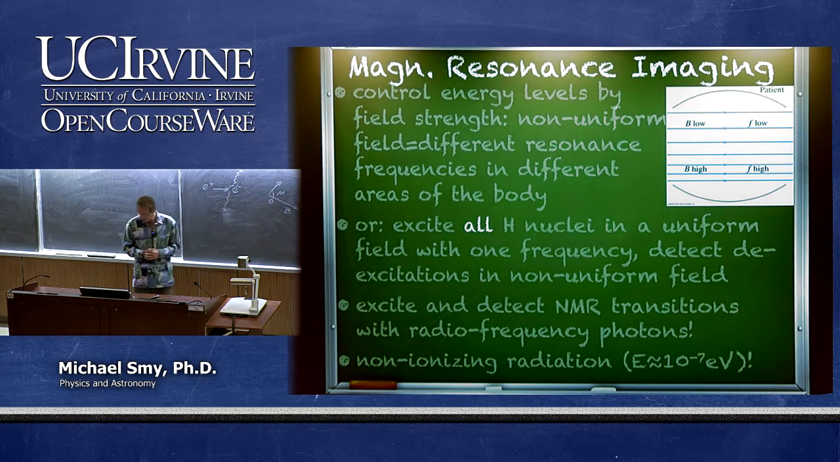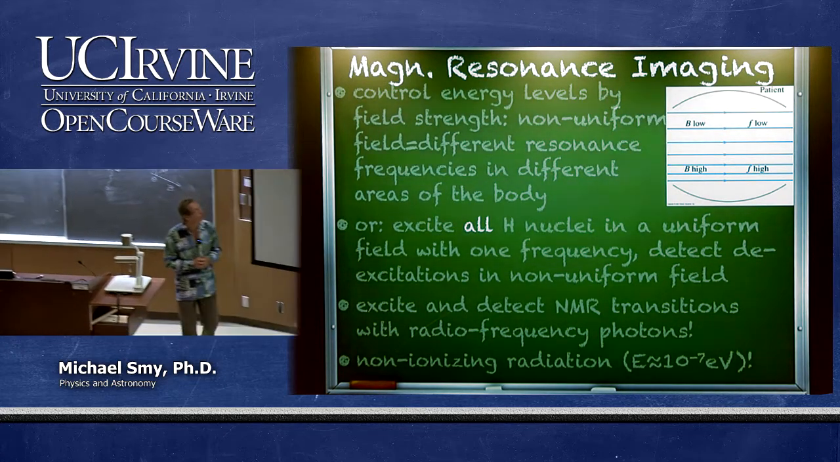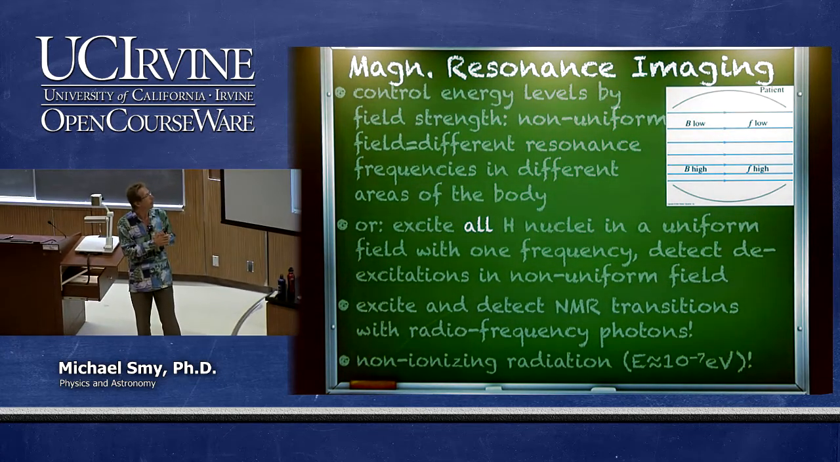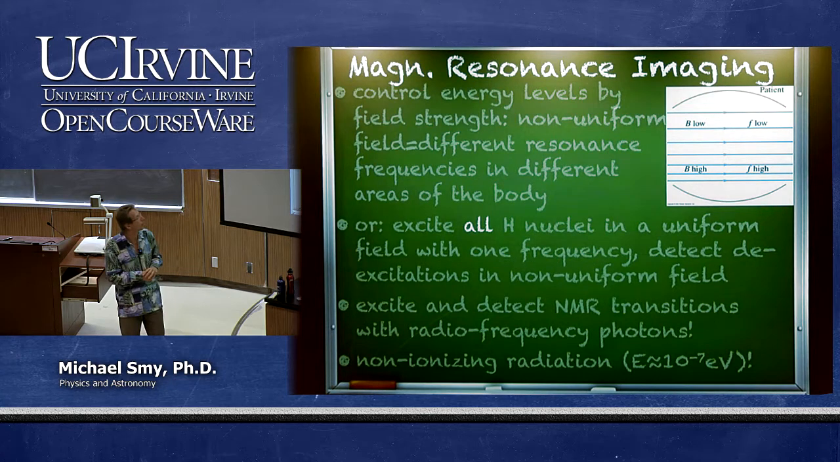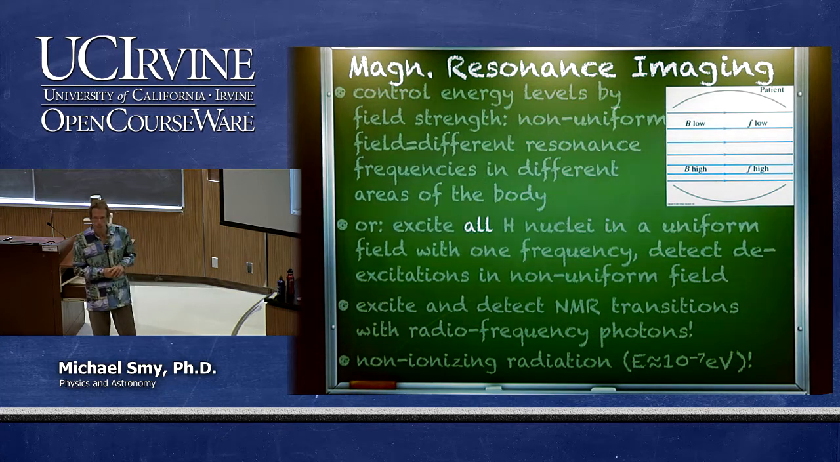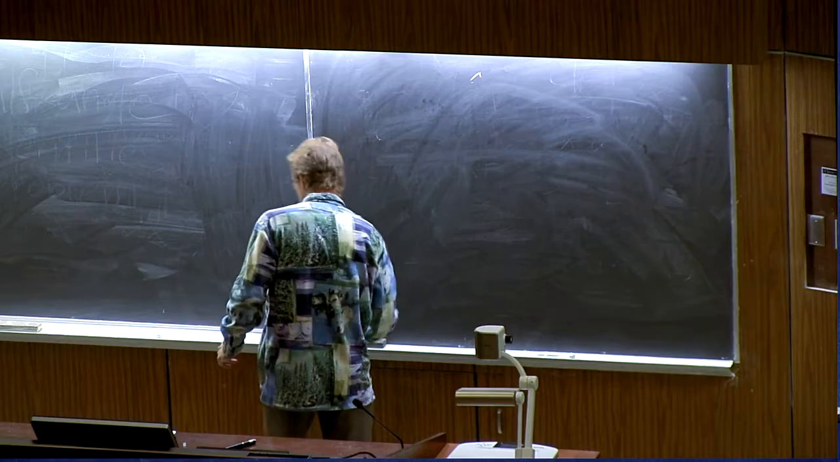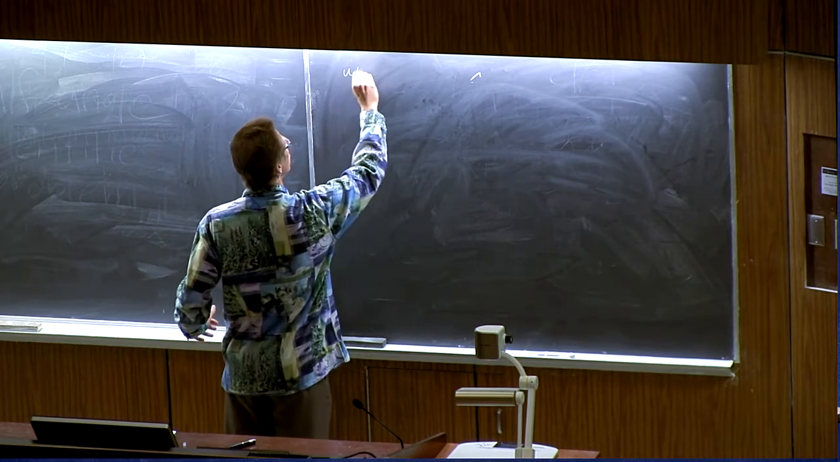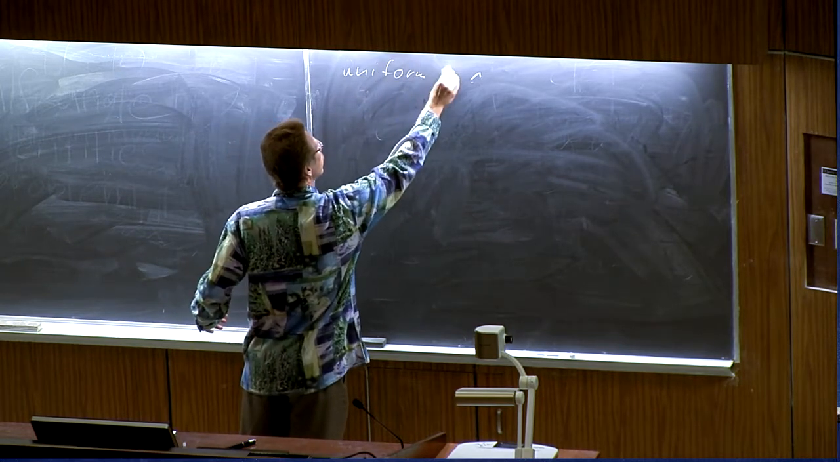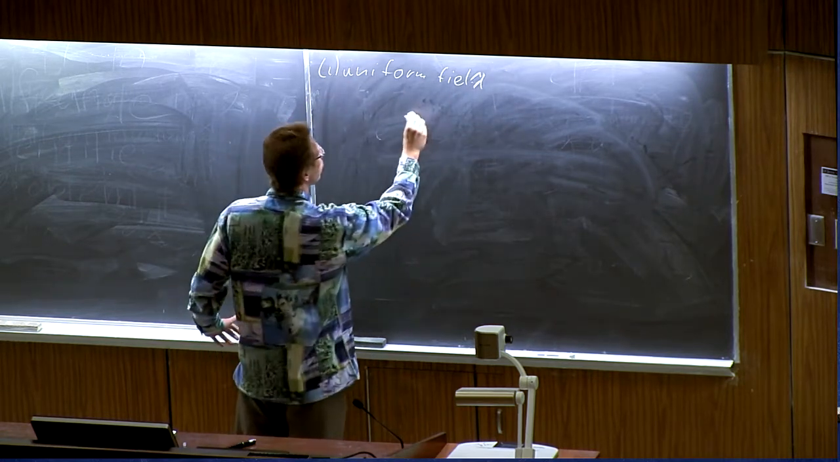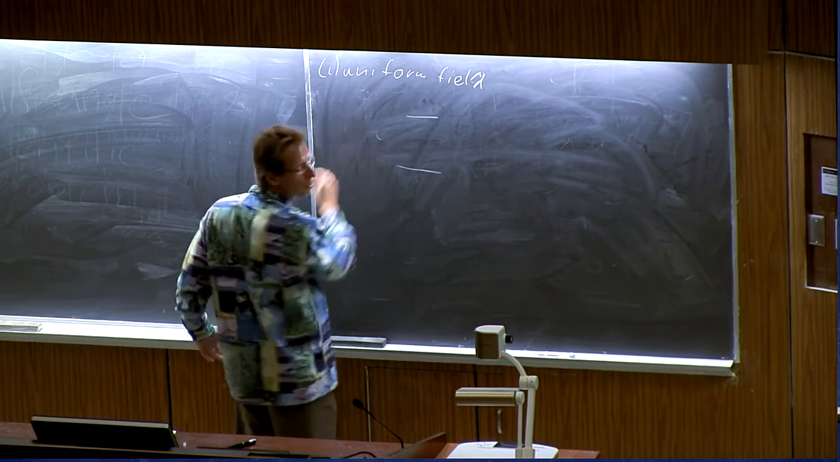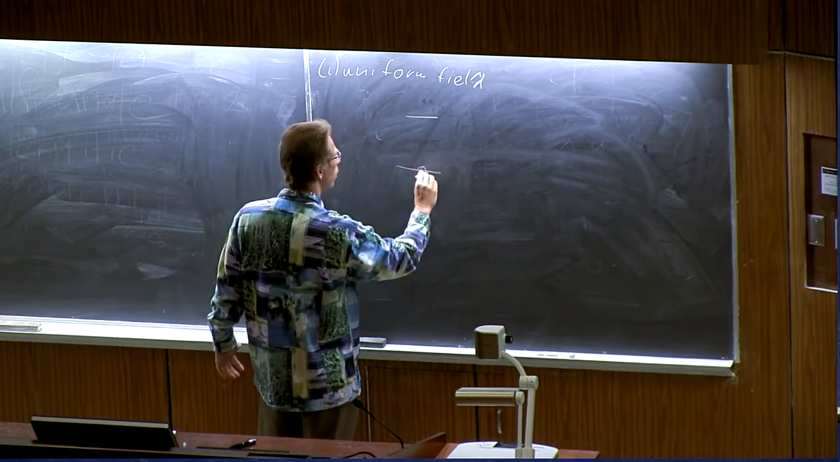Or one can excite all the hydrogen nuclei by hitting them with one radio frequency in the entire body, and then before they de-excite and emit radio frequency, you change the field into a non-uniform one. And that is the most useful technique. So you first apply a uniform field, and you get two particular energy levels everywhere in the body.